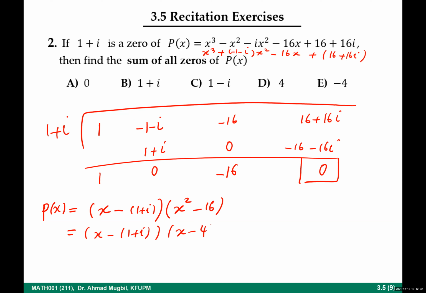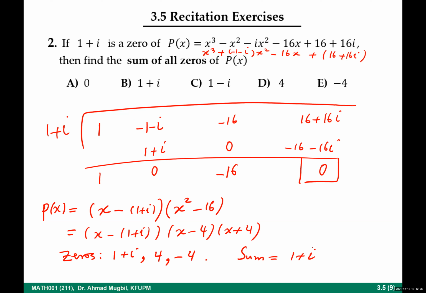X minus 4 times x plus 4. And he's asking about the sum of all zeros. So in fact, what are the zeros? The zeros are 1 plus i, 4, and negative 4. What is the sum of the zeros? It is 1 plus i. 4 will be cancelled with negative 4.